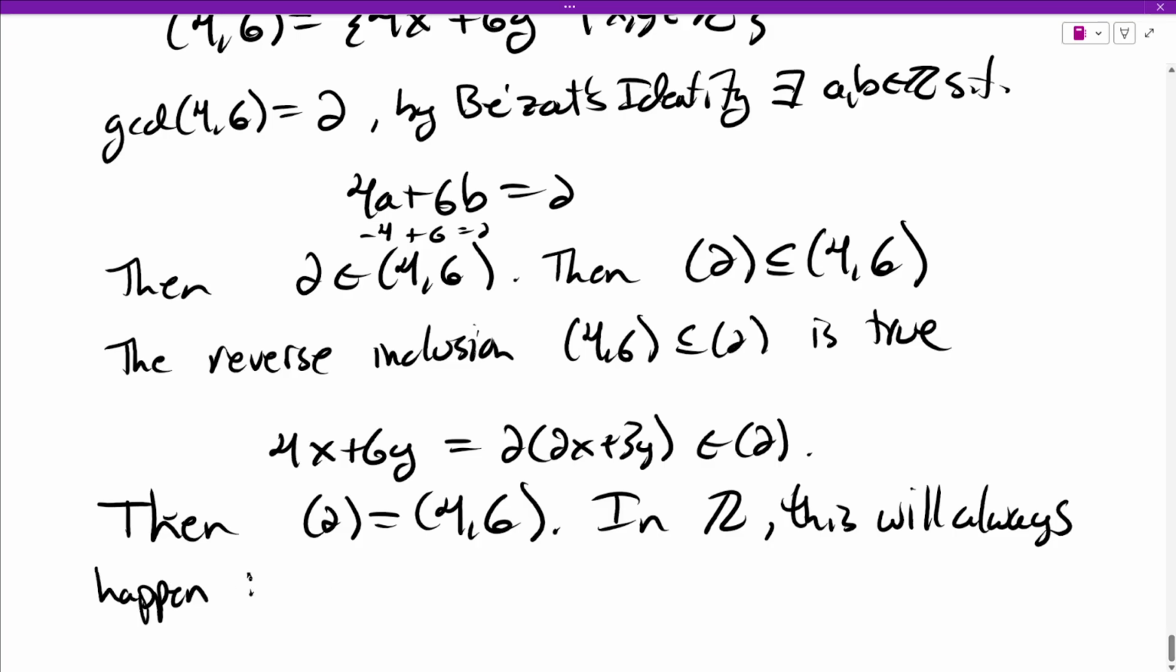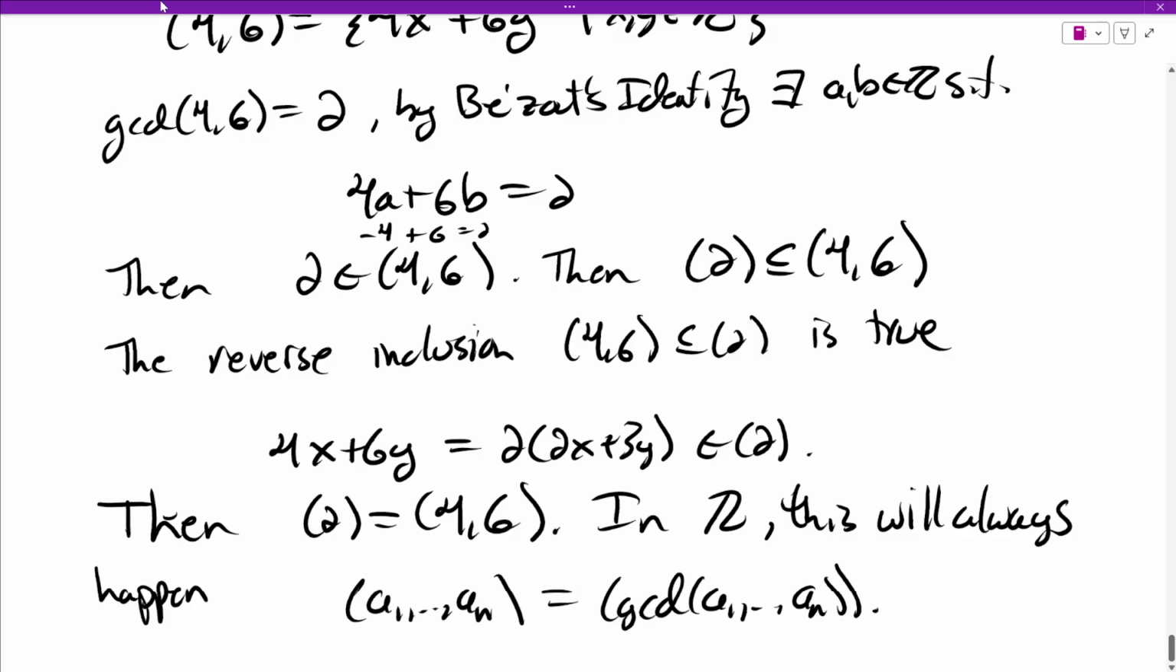That is, in Z, if you look at the ideal generated by A1 through AN, that's going to be the same as the principal ideal generated by the GCD. So, in fact, in Z, all finitely generated ideals, that is, ideals generated by a finite number of elements, are principal.